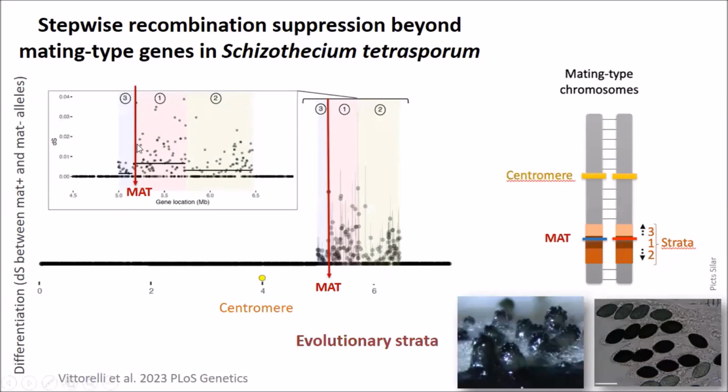And here is a very recent paper on these coprophilous fungi, where you can see again the divergence between the plus and minus alleles along the chromosome. Because they are selfing, you have zero divergence when it's recombining, and around the mating type locus you have a high divergence region, so recombination suppression, and we checked that with segregation analysis. And you can see you have three evolutionary strata with significantly different levels of differentiation. The first one is just around the mating type locus, and then the others are on the two sides of it.